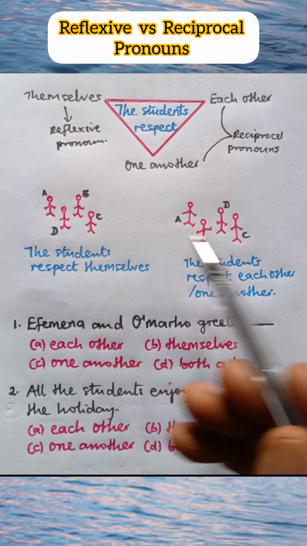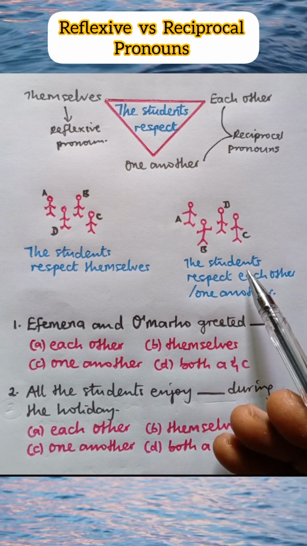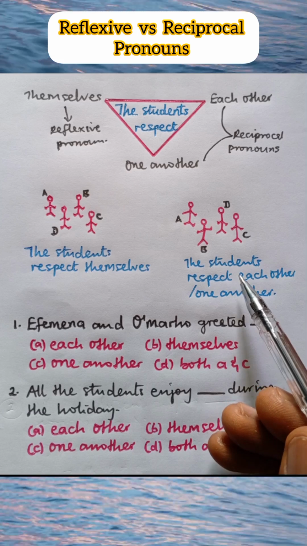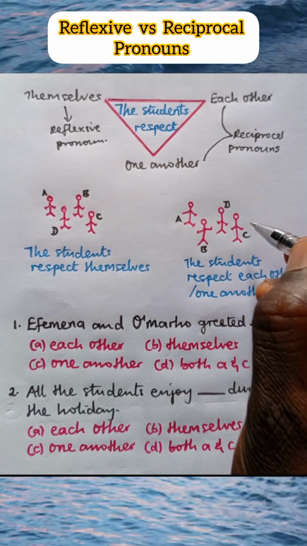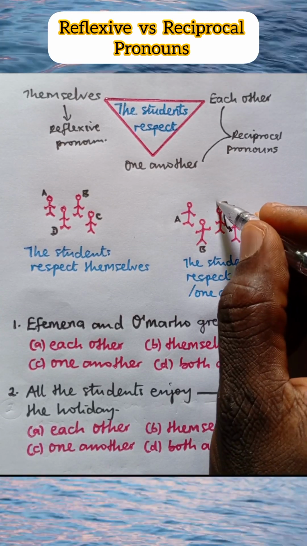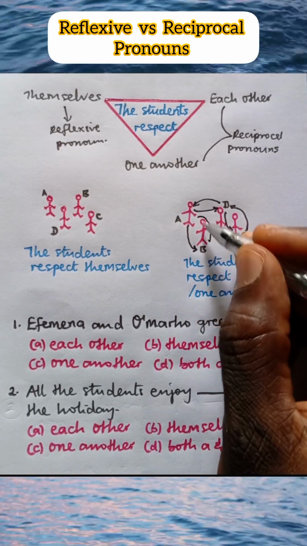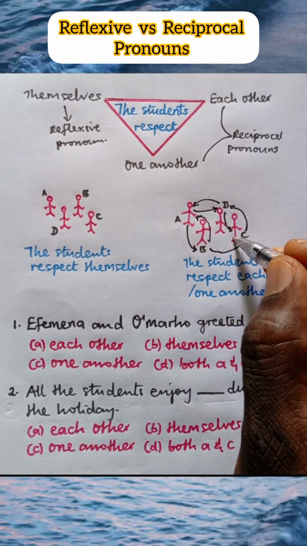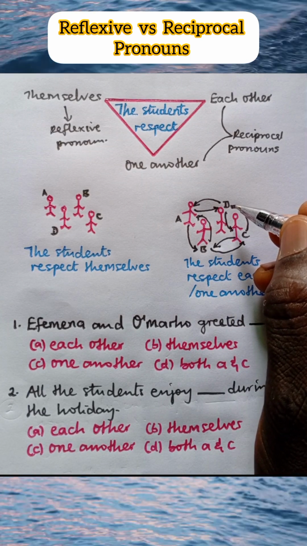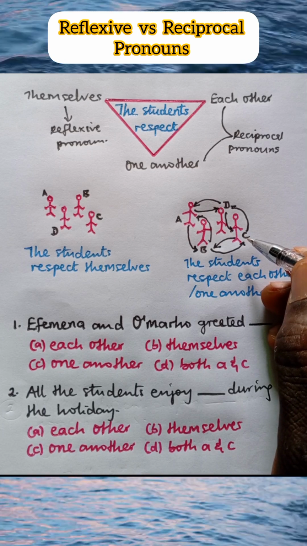Assuming that these are the students and these are the students. Here we have the students respect themselves, and here the students respect each other or one another. What does it mean to say the students respect each other or one another? It means that C respects D and D respects C. D respects A and A respects D. A respects B and B respects A. B respects C and C respects B. So the action of respect is directed towards the next person and the person reciprocates by directing it back to you. Then you say the students respect each other or one another.